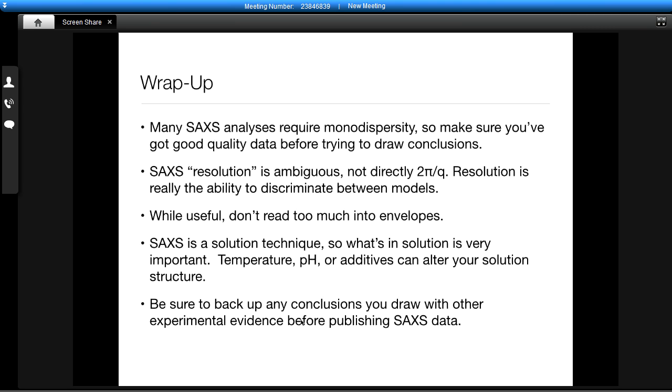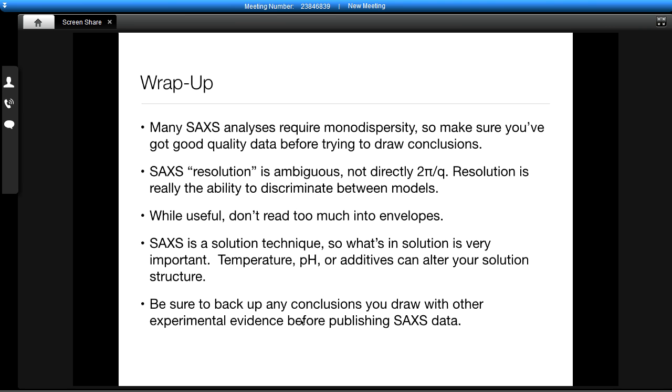As I showed you, it is very difficult, or rather very easy, to draw conclusions that are based on improper modeling. It's very easy to overinterpret envelopes or different models.